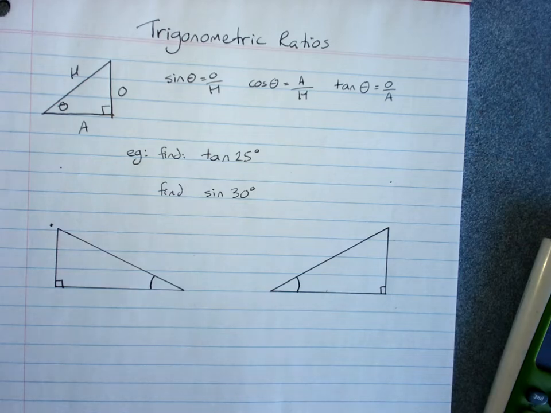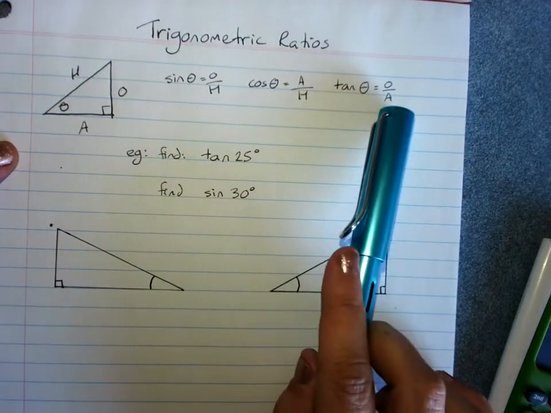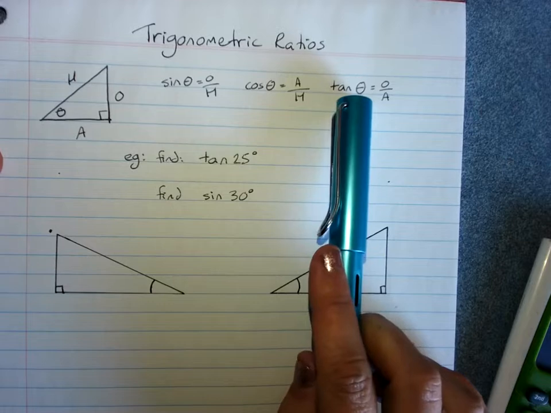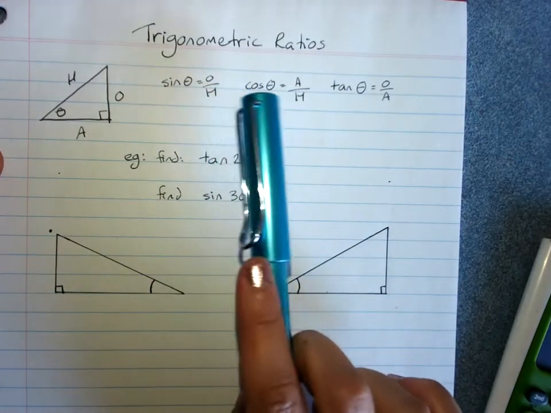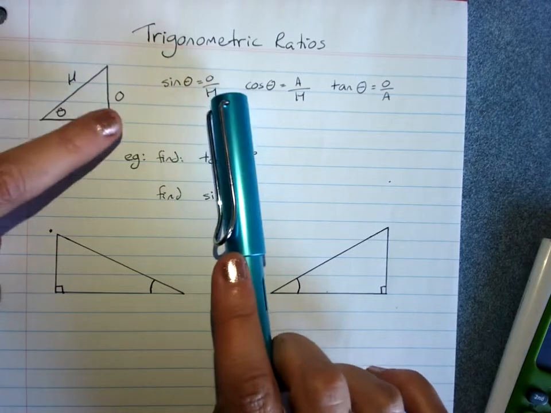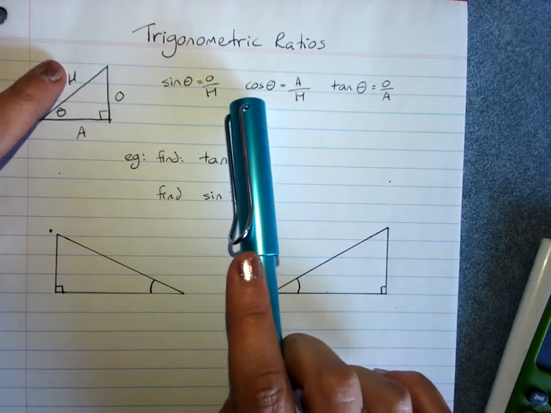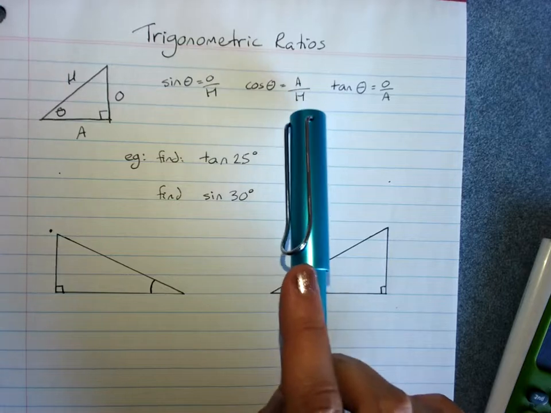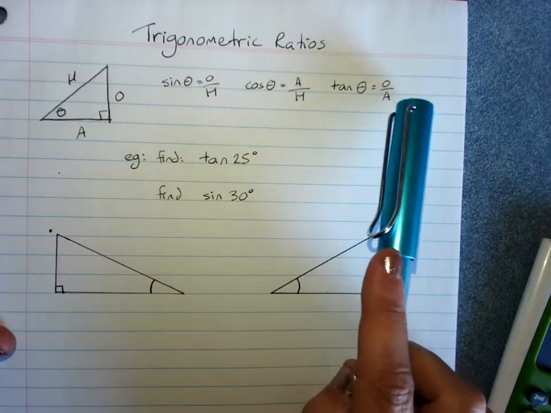The trigonometric ratios. You already know this bit, don't bother writing it down, just reminding you, these are the three trig ratios. Sine of the angle is opposite over hypotenuse. Cos of the angle is adjacent over hypotenuse. Tan of the angle is opposite over adjacent.